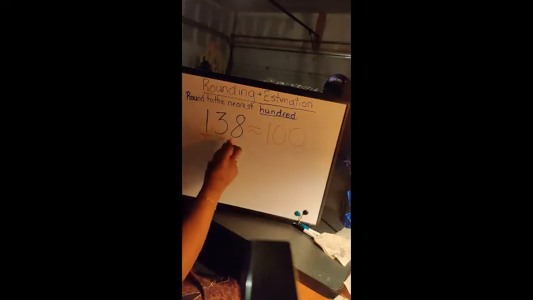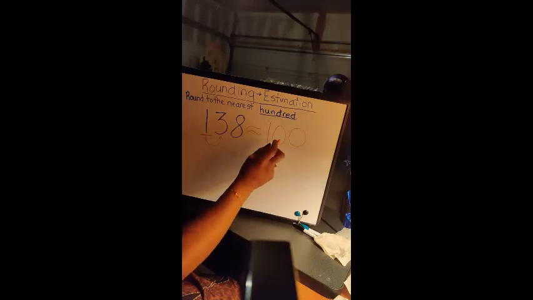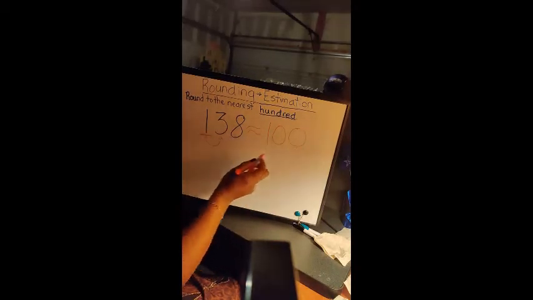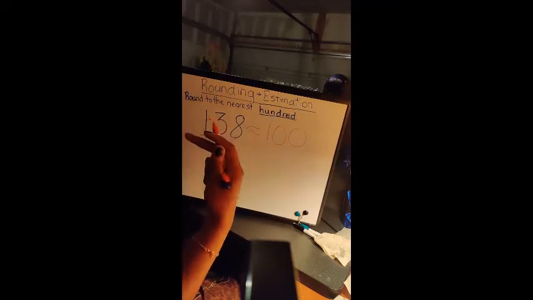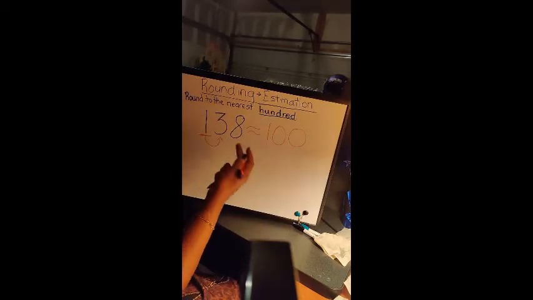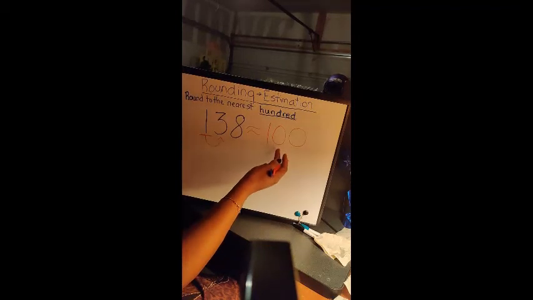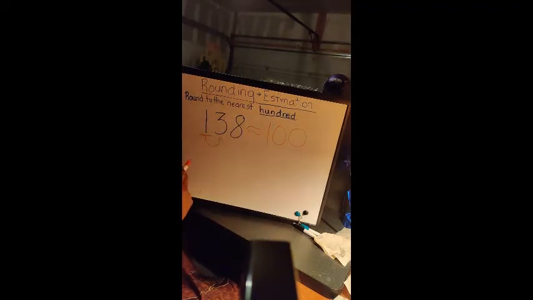Notice how the other two digits became zeros because we're focusing on the hundreds digit only. So we're not trying to find the value of 100, but trying to find what number 138 is closest to. Is it closest to 100 or is it closer to 200? And in this case, our rule helped us understand that it's closest to 100.